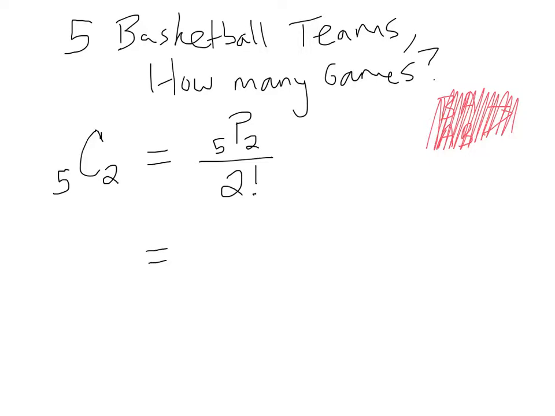Okay, I'm looking at the permutation of 5 choose 2. Again, that's 5 factorial over 5 minus 2 factorial, and then 2 factorial.